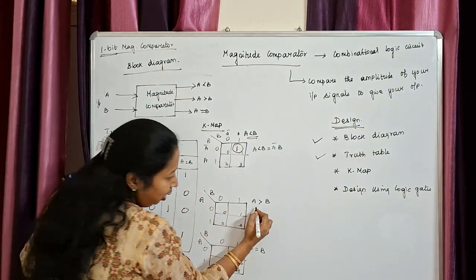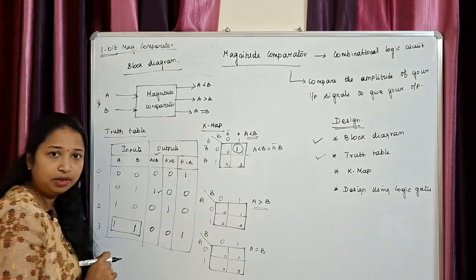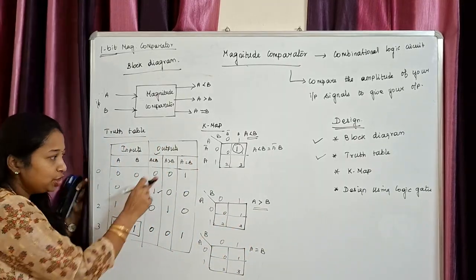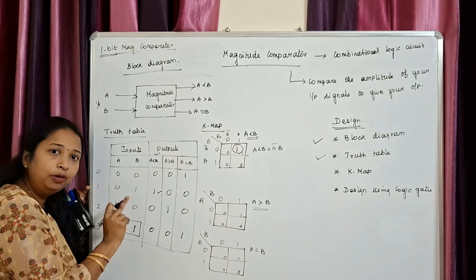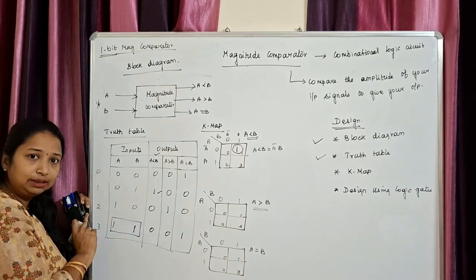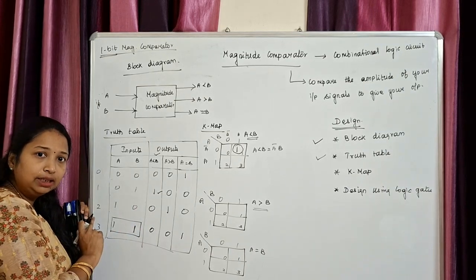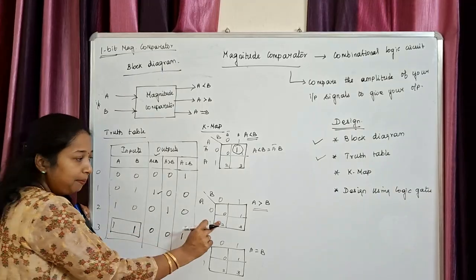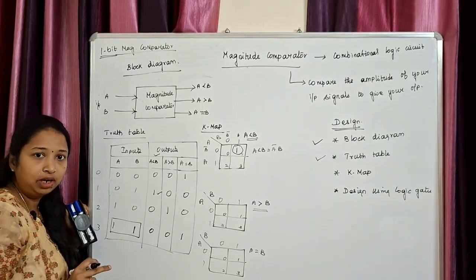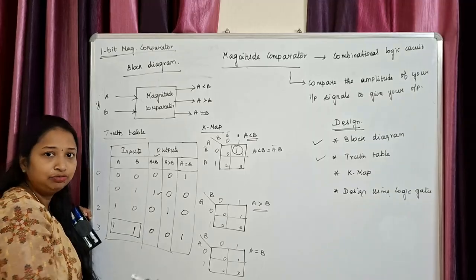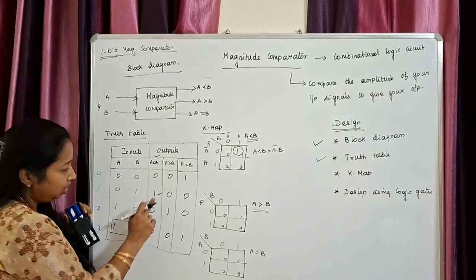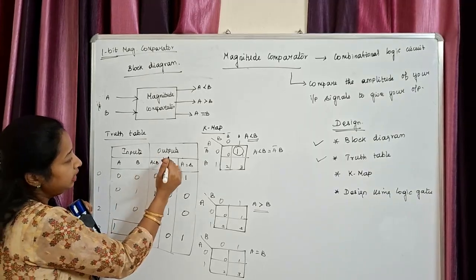Now, in a similar way, you have to find out for A greater than B also. For that, what do you do? You have to check on your output. Wherever you have got your output as 1, check for the corresponding decimal number and mention that decimal number as 1. You have to position that number as 1 in your K-map. Clear?